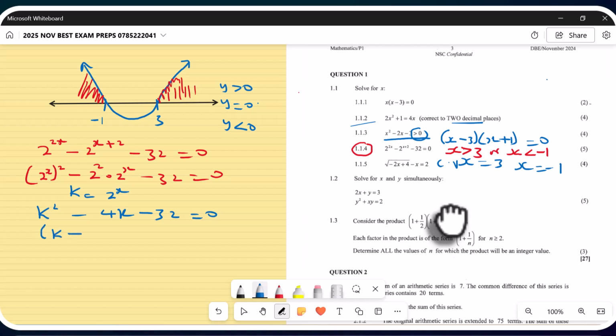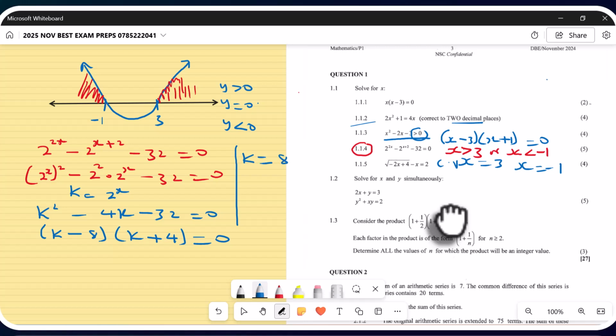So in here now, I'm going to say either k equals 8, as you can see here. Because this is 0, either k equals 8, but what is our k? It is 2 power x, which will be 2 power x equals 8. 8 is 2 power 3, and so our x equals 3, okay?